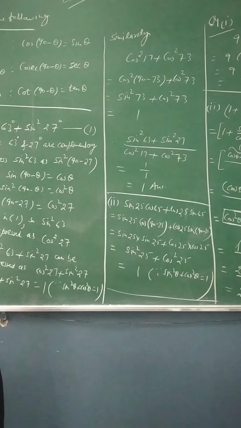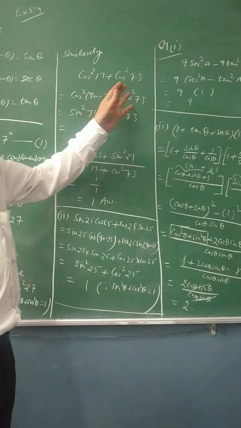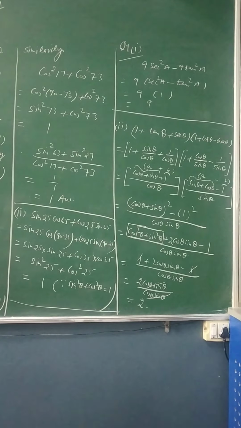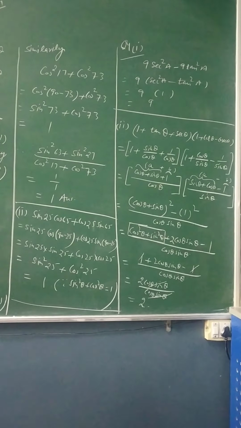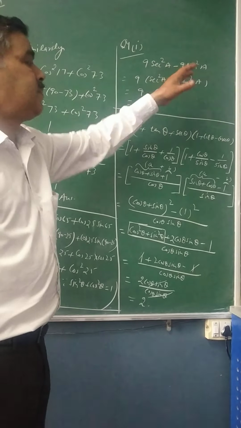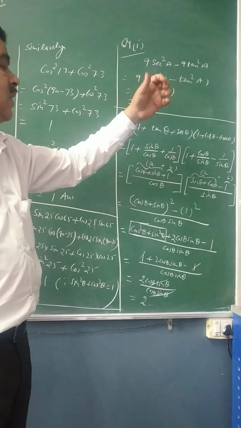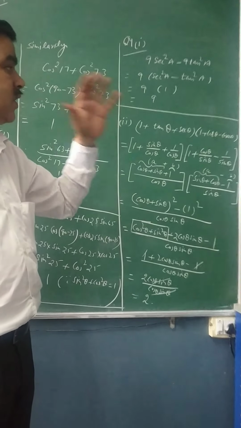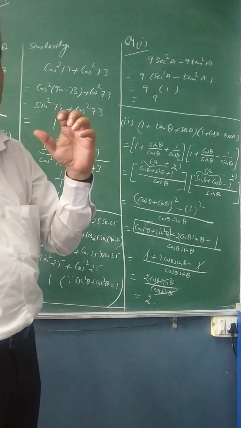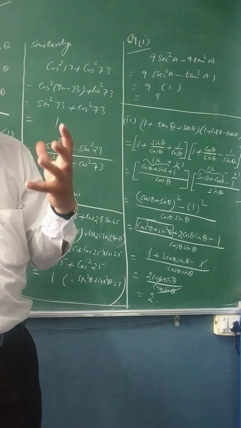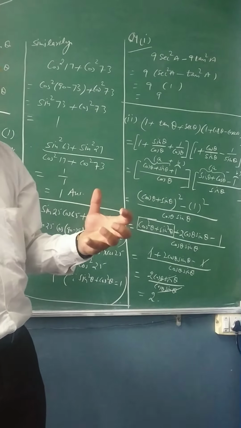Then you will start with the fourth question. The first part is given as an MCQ type: what is 9 secant square A minus 9 tangent square A? So 9 I can take common. Pay attention to that part. As many simplifications as can be done, please go for that. And then keep a watch upon your chapter, what you are doing. You are in the application of conditional identities, standard conditional identities.